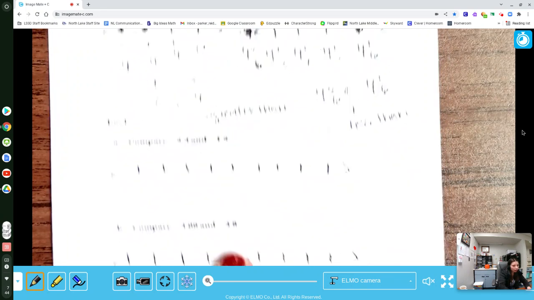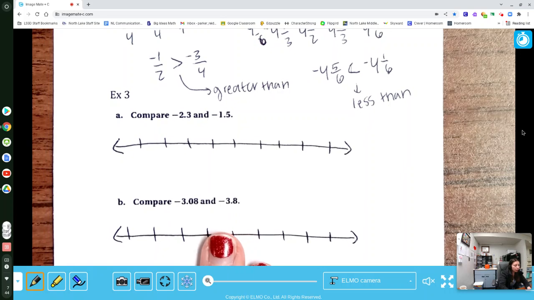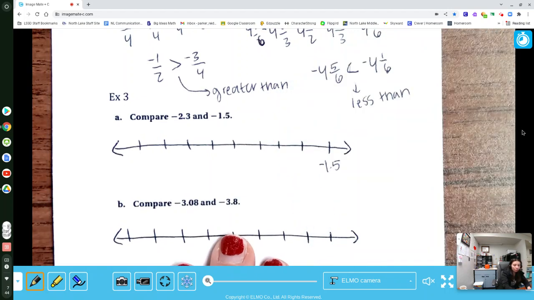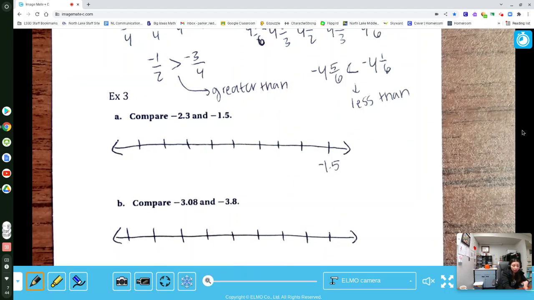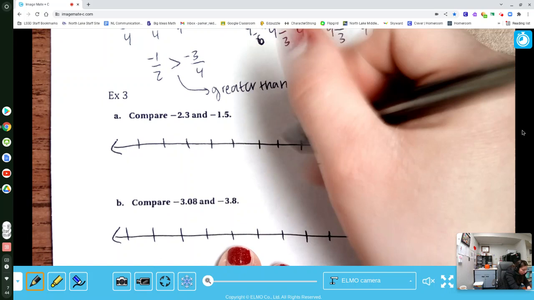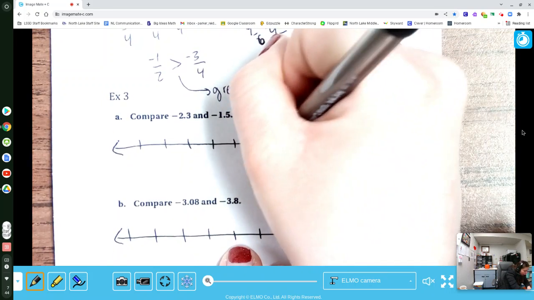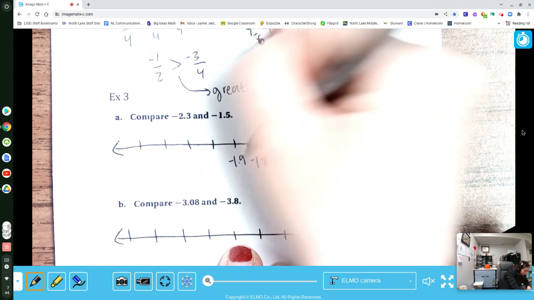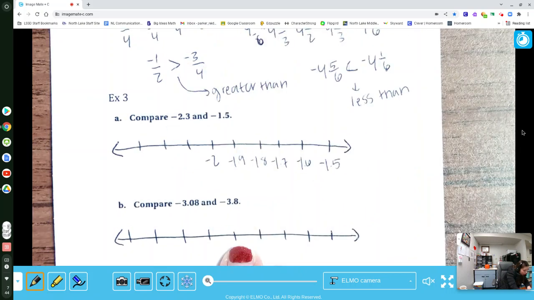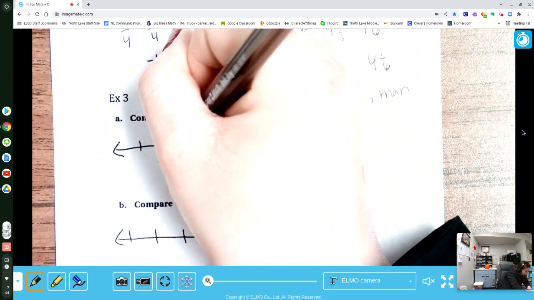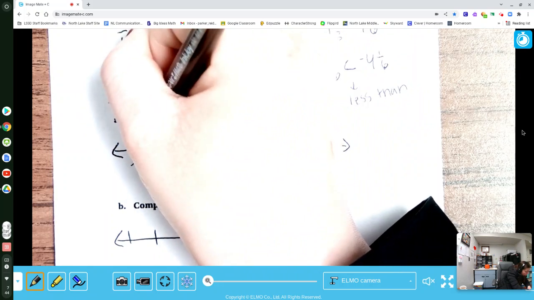All right, now we're going to compare decimals. So here, we're going to compare negative 2.3 and negative 1.5. I am going to go ahead and put negative 1.5 right there, and I'm just going to count by tenths, by 0.1s. So next would be negative 1.6, negative 1.7, negative 1.8, negative 1.9, negative 2, or 2.0, negative 2.1, negative 2.2, negative 2.3.